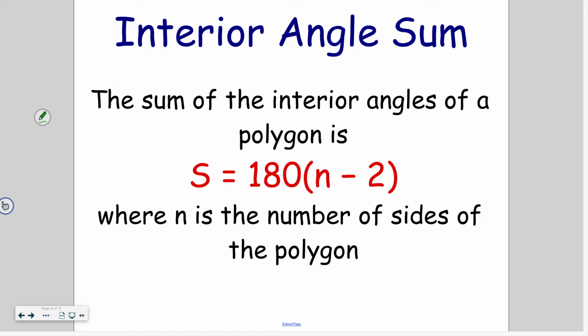Another thing we need to know about polygons is there is a way to figure out what the angle sum is. So how to add up and figure out the total number of degrees of a shape. The equation for this is S is equal to 180 times (n minus 2). The n is the number of sides of a polygon. So for example, if I had a triangle, I plug in 3. 3 minus 2 gives me 1. 1 times 180 is 180, which is how much a triangle adds up to. Quadrilateral would give me 4 minus 2, which is 2, times 180, which is 360. That's how much a quadrilateral adds up to.